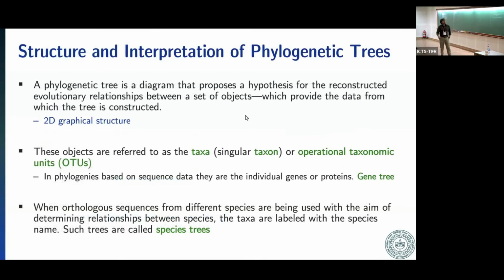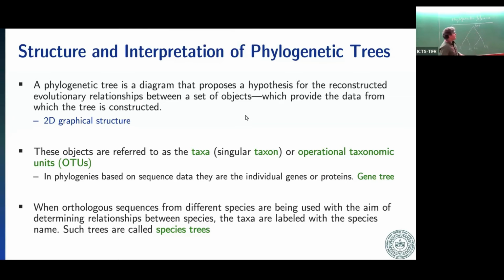So with that, again, let us talk about some terminologies. When we are talking about a phylogenetic tree, we are talking about a 2D graphical structure, as you are going to see in later slides. At the leaves of these trees, we have something called a taxon, or operational taxonomic units. So what exactly are these? Essentially, if this is a very simple tree, this is the root of the tree, drawn upside down, and these are basically leaves.